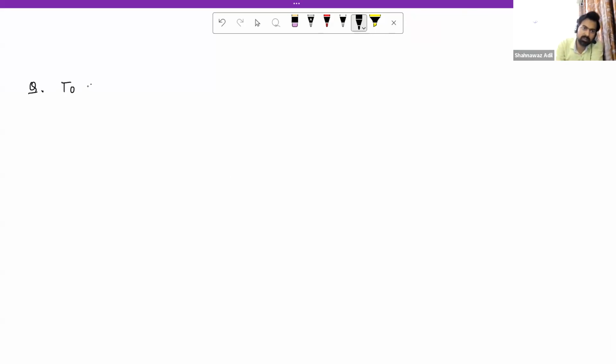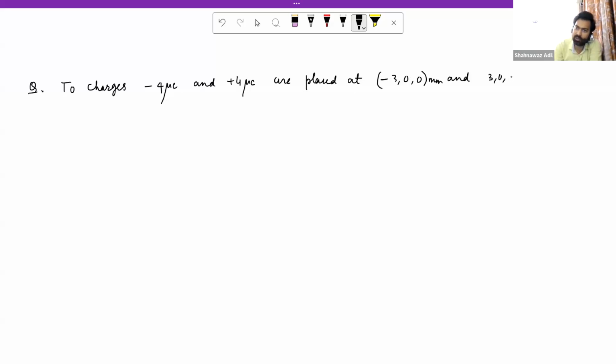So two charges, let's say minus 4 microcoulomb and plus 4 microcoulomb are placed at, let's say, this one is minus 3 comma 0 comma 0 millimeters and 3 comma 0 comma 0 millimeters, right?